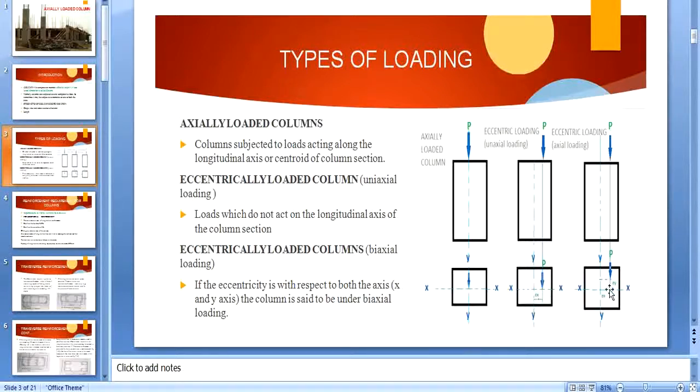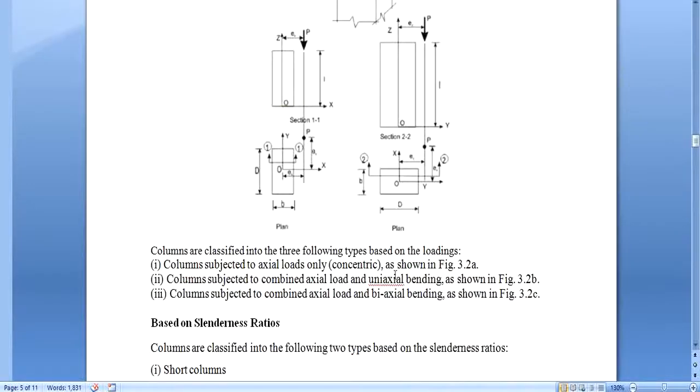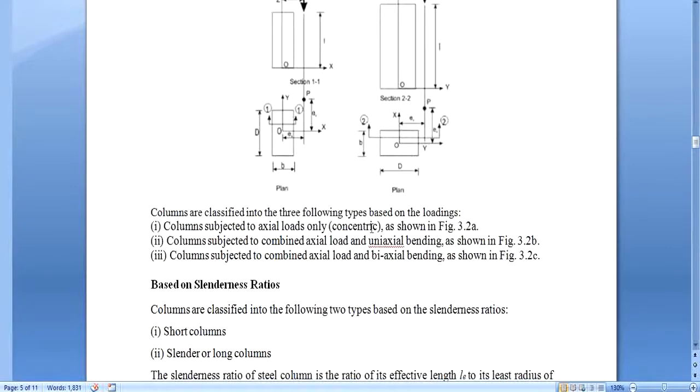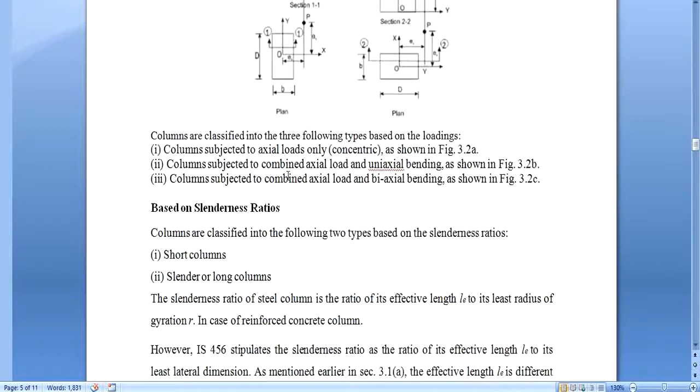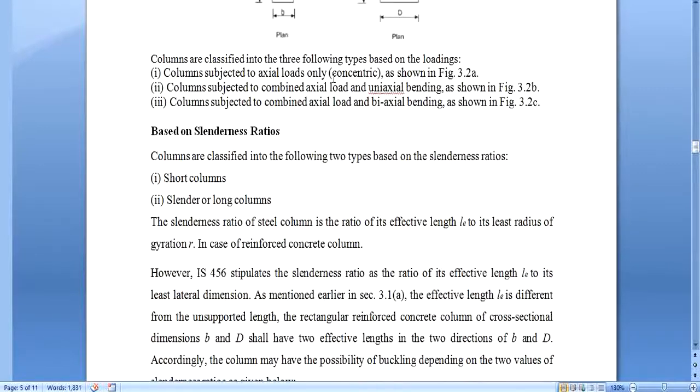Again, you can see here there are two distances, that is ex in the x direction and ey in the y direction. The load is acting over here and the centroid of the column is here. So there is a distance in the x-axis and also in the y-axis. This is called uniaxial loading, and this is called biaxial loading. Due to that, uniaxial bending is going to occur and biaxial bending is also going to occur. So this is based on the loading.